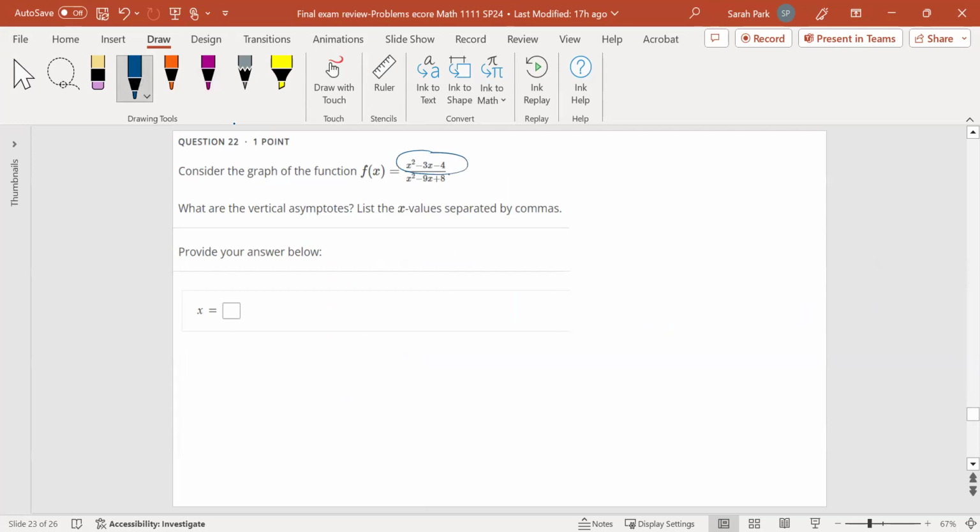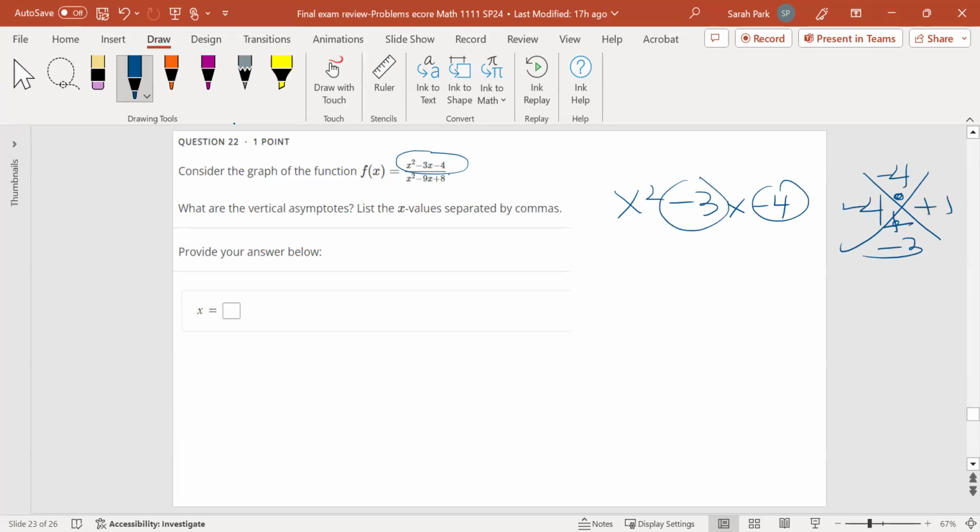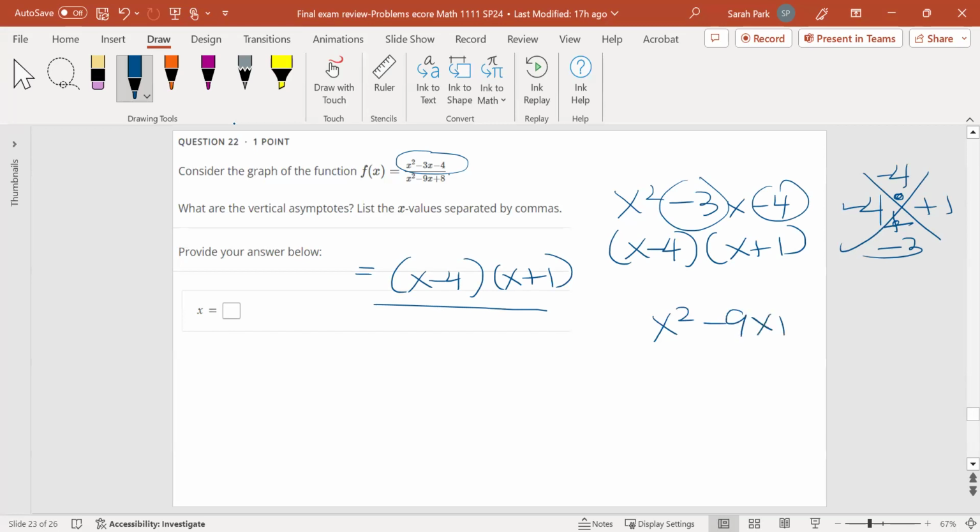If we factor x squared minus 3x minus 4, that's what multiplies to -4 and sums to -3. That'll be -4, +1. So this factors as x minus 4, x plus 1. So the numerator we factored as x minus 4, x plus 1. The denominator will factor x squared minus 9x plus 8. That's going to be what multiplies to 8 and sums to -9. That's going to be -8 and -1. And so you see nothing cancels out here.